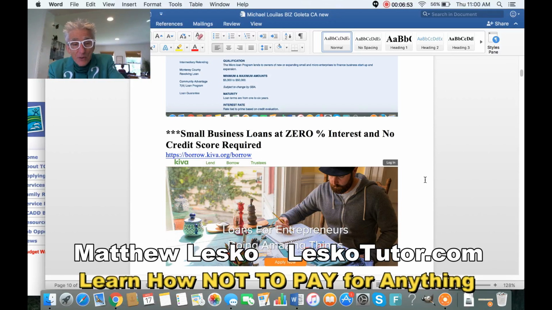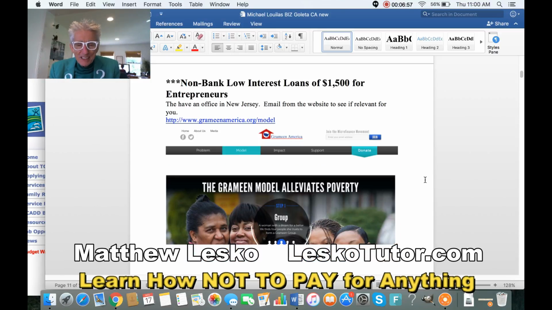You don't even check your credit rating. They don't care. It's based on you. Where else are you going to get something like that? Okay, non-bank low interest loan, $1,500 for entrepreneurs.